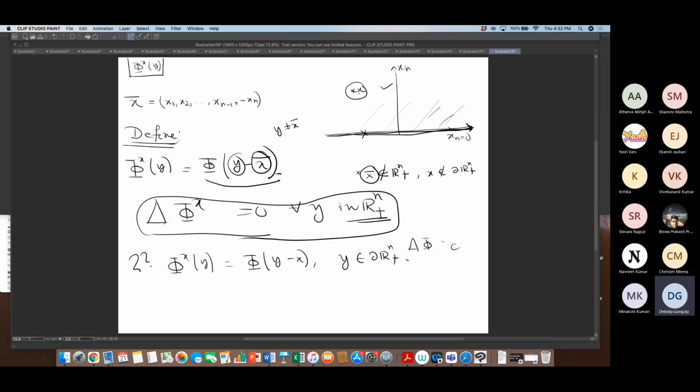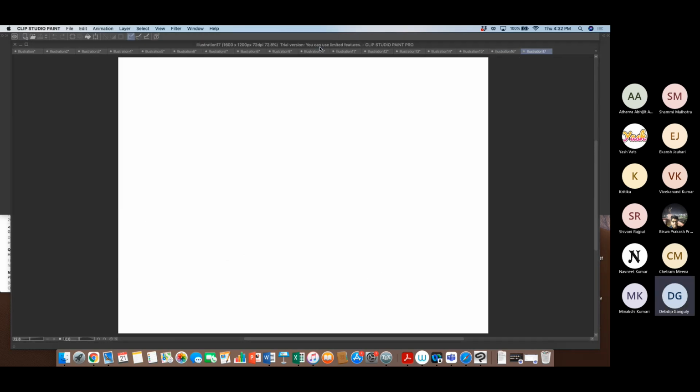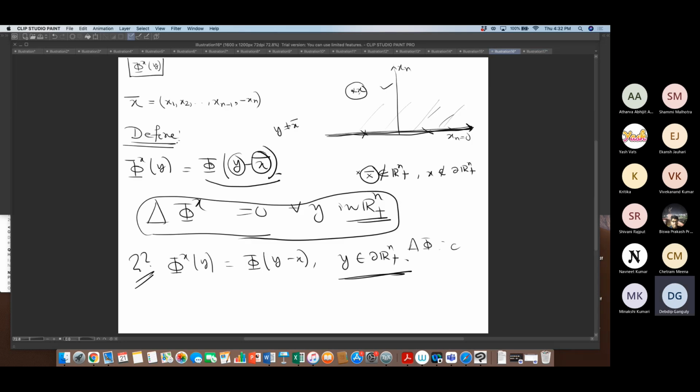Now we have to check this: that phi xy is phi of y minus x, where y belongs to del Rn. Let us check whether it is true or not. Let y be in del Rn plus, that is yn equal to 0. This implies that the distance y minus x is equal to y minus x bar.